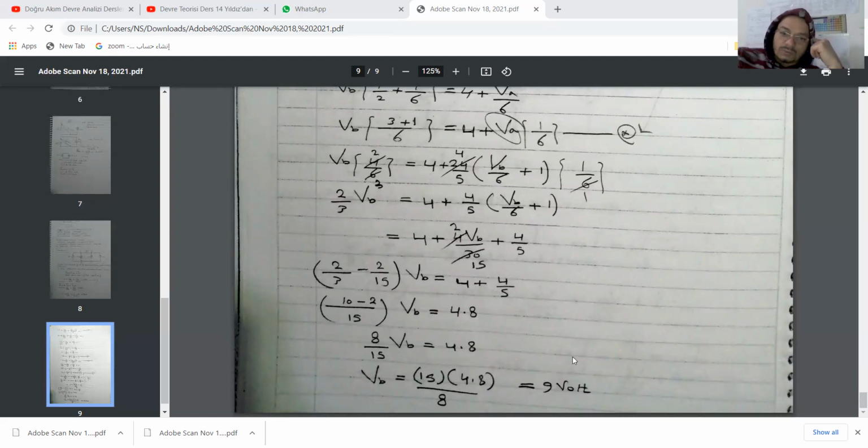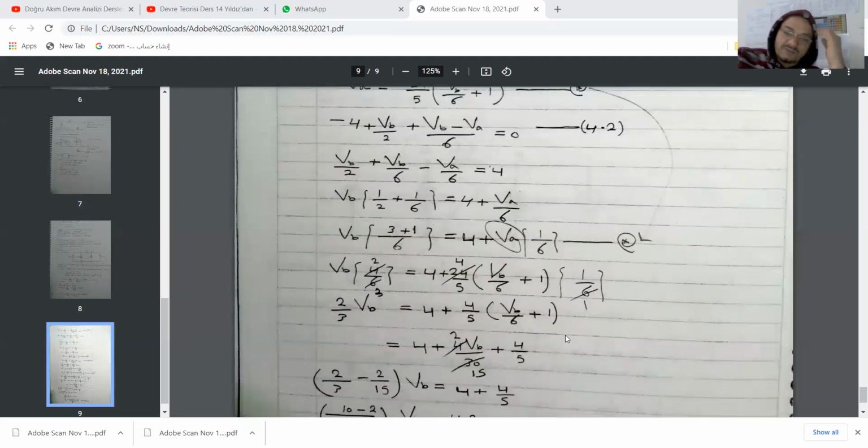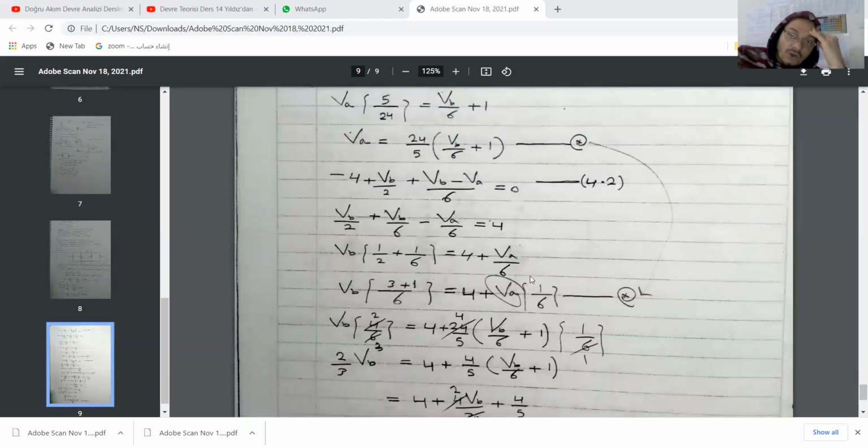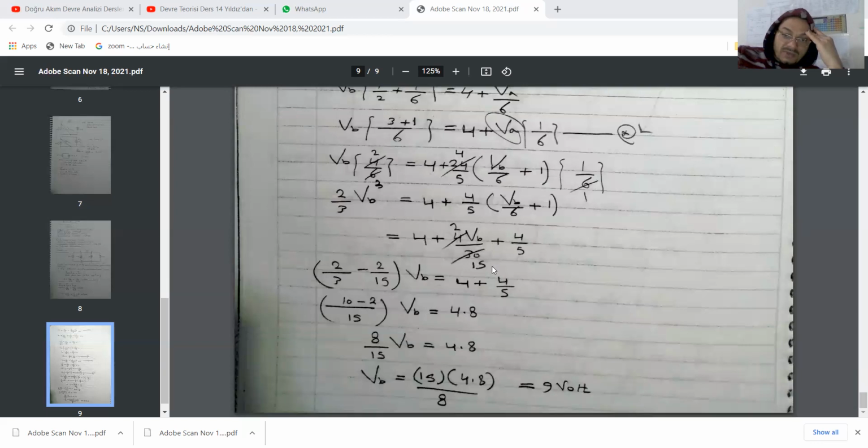After that, we will put the VB value, the VB result, in the VA equation here to be 24 divided by 5 between two brackets, 9 divided by 6 plus 1. 9 divided by 6 will be 3 over 2, plus 1, like I remember, will be equal 20 volt.